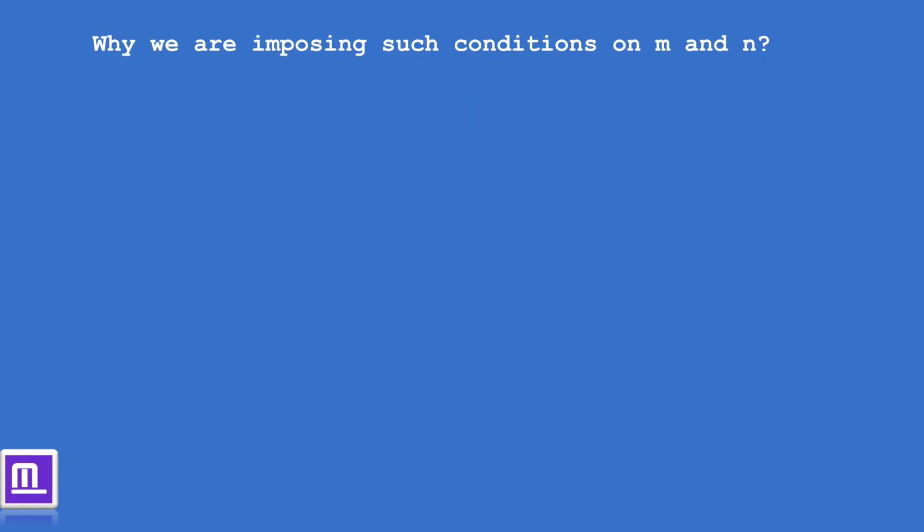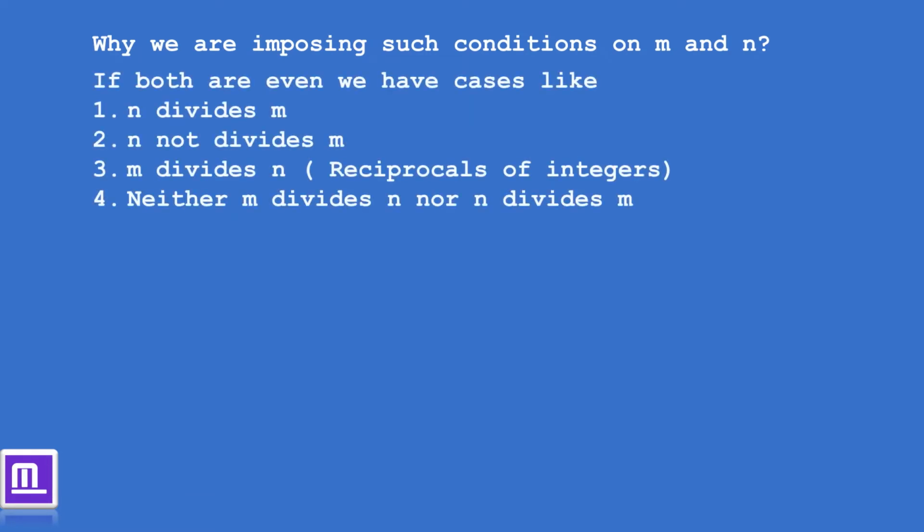Why are we imposing such conditions on m and n? Let us see what happens if both are even. If both are even, we have the cases like n divides m, m divides n, which is a case of reciprocals, and neither m divides n nor n divides m.